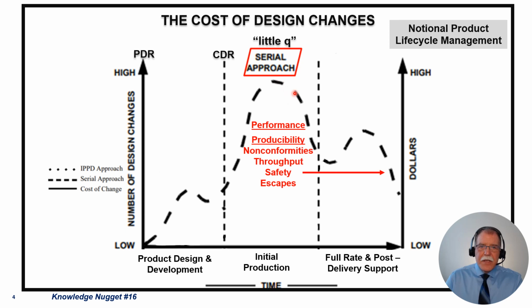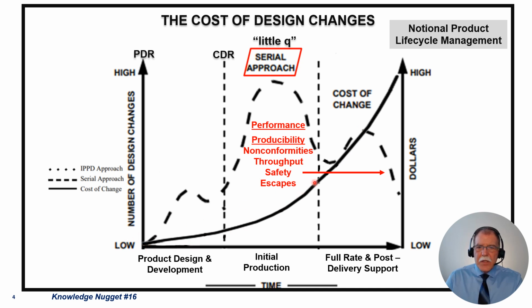And the reason for these changes typically are we discover performance issues and we have producibility issues. We have nonconformities, we may have throughput issues, safety issues, and potential customer quality escape issues. Then you can see as we move into full rate production and post-delivery support, this level of expected engineering design changes. Now, what does this cost the organization?